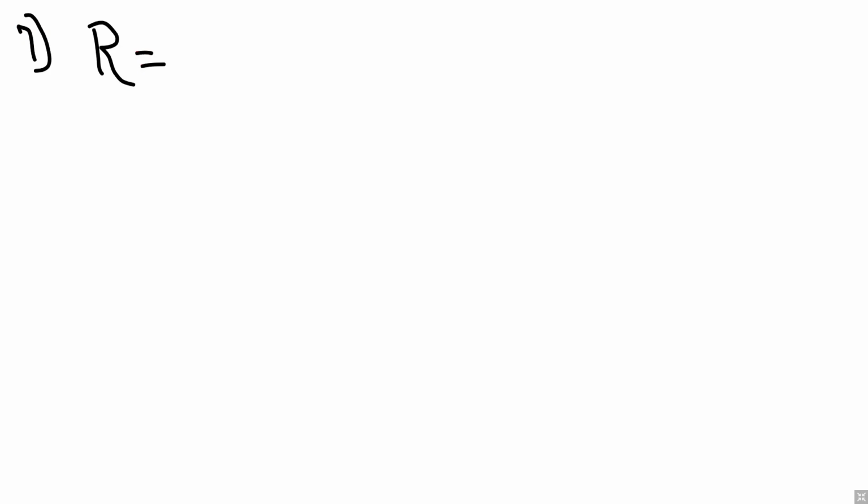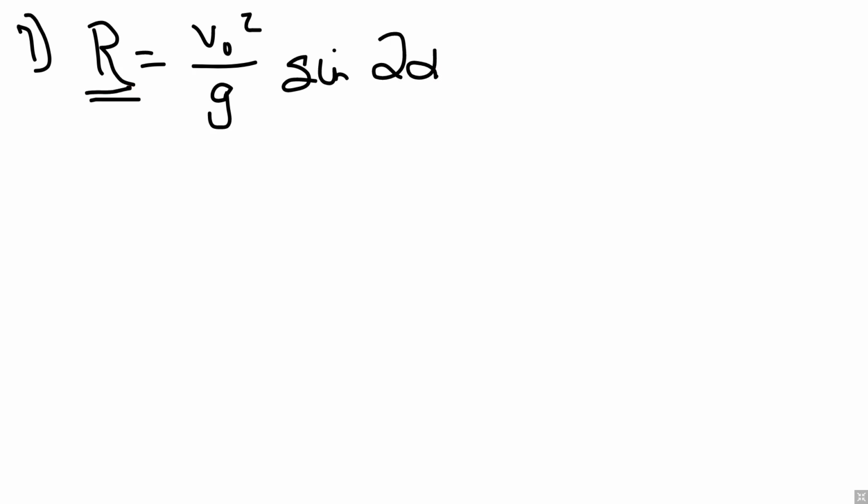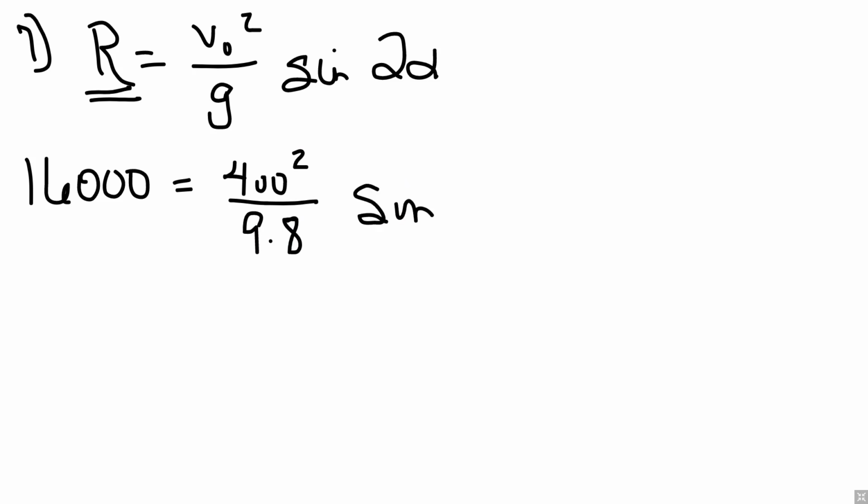We're going to use the range is equal to initial velocity squared over g times the sine of 2 alpha. Now, they tell us what the range is. It's going to be 16 kilometers, but keep in mind that the speed is in terms of meters, so we need to convert that over to meters. So we're going to have 16,000 meters equal to the initial velocity 400, squared, divided by gravity, which is 9.8, times the sine of 2 alpha.